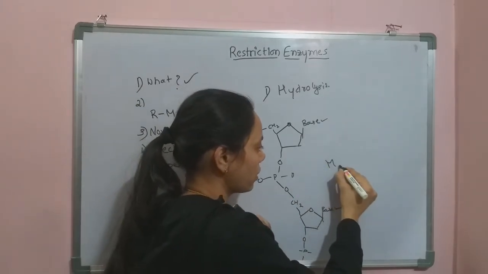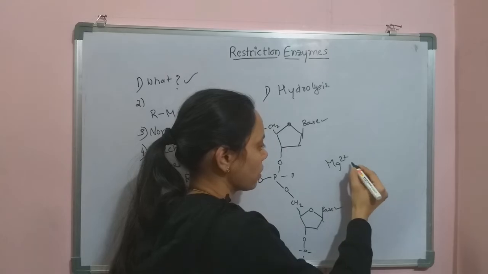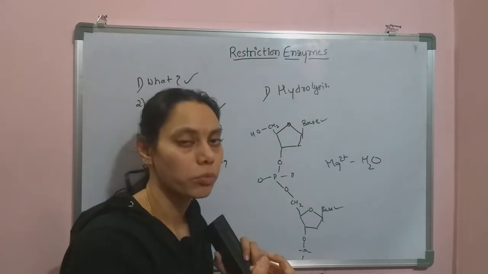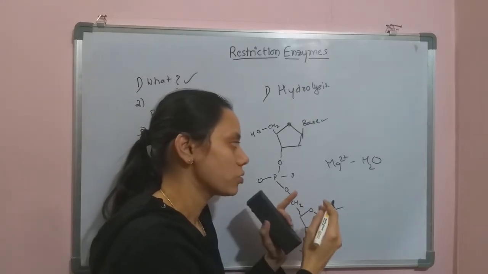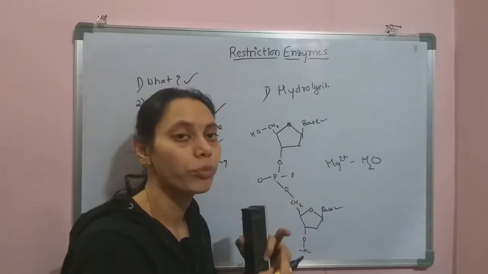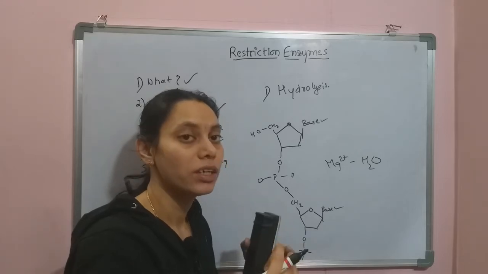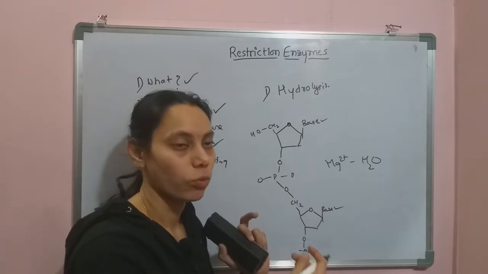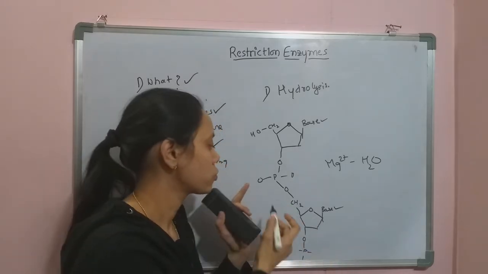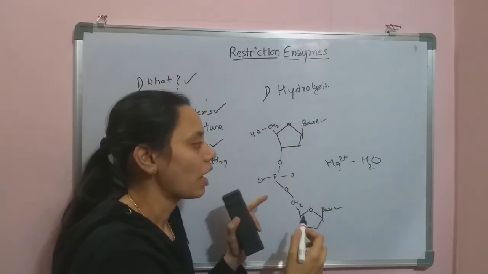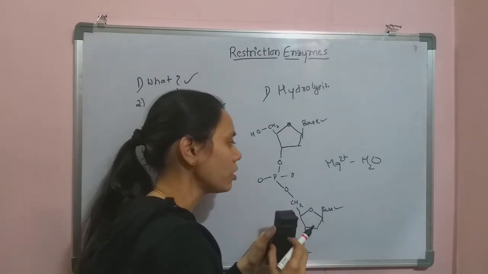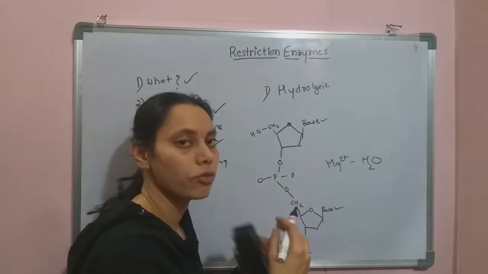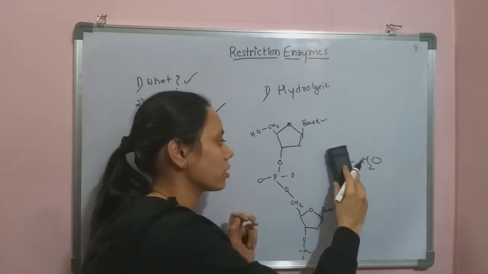So here Mg2+ ions hold the water molecule, and these Mg2+ ions make the water molecule polarized so that deprotonation will be easy for the enzyme. So they will donate the water molecule to the phosphodiester bond, and they will cut eventually. So for cutting there is another magnesium ion. For this hydrolysis process there will be another ion.